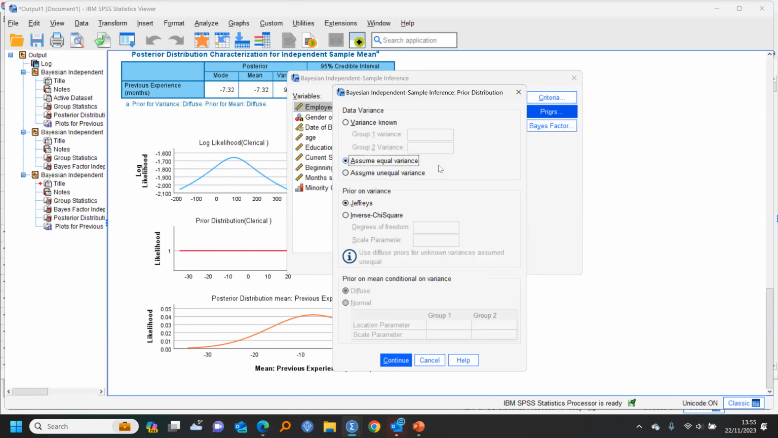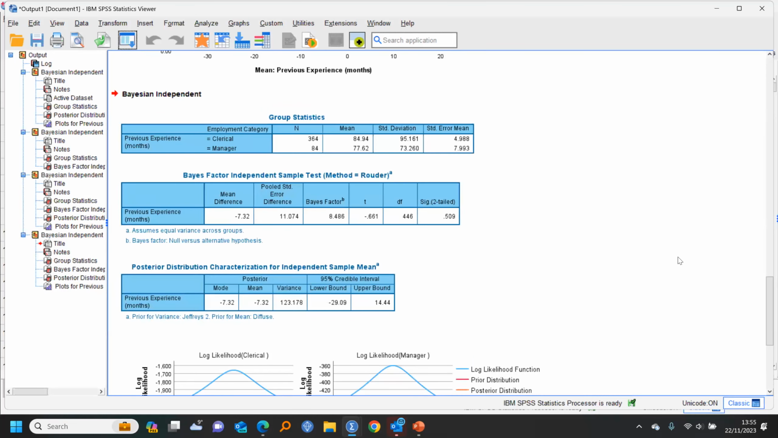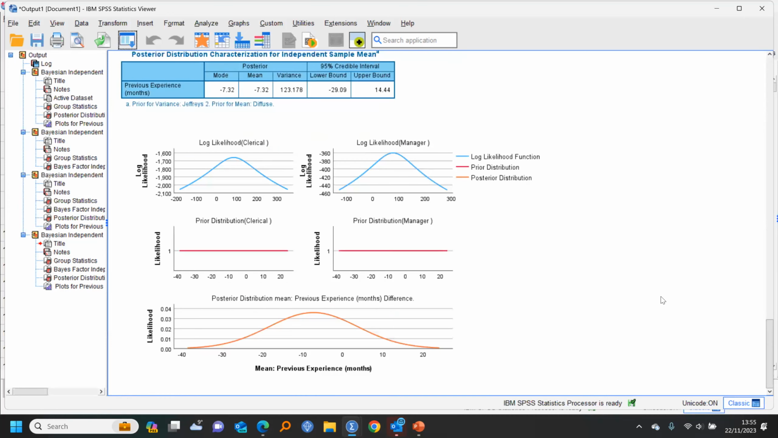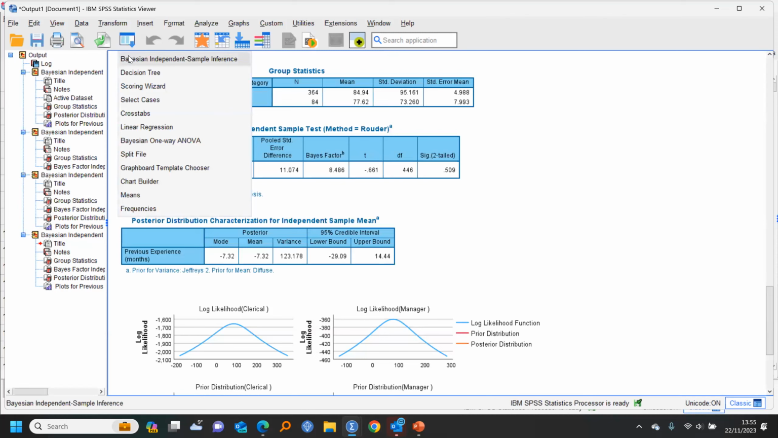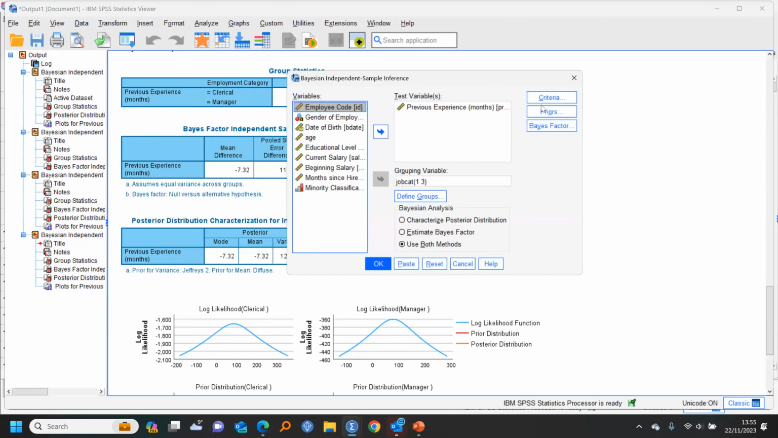But you could say equal variance. I'm going to assume they both have equal variance. Does that change things somewhat? 29 to 14. No, it doesn't really change things. What about the Bayes factor? It's still 8.4. It doesn't really change things, whether you assume they have equal variation in both groups or not.